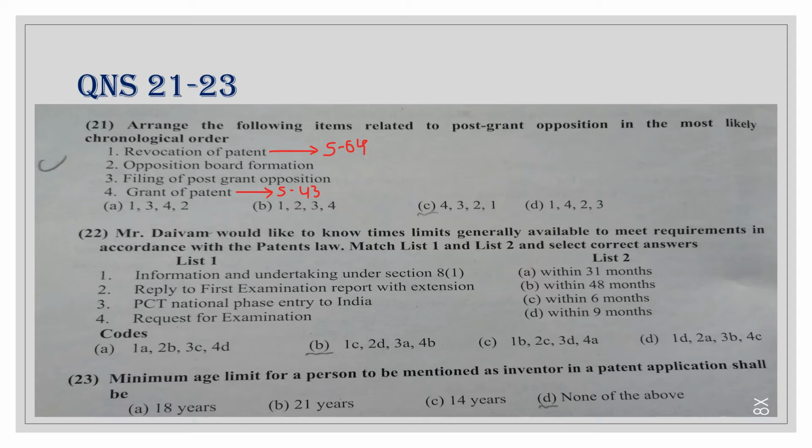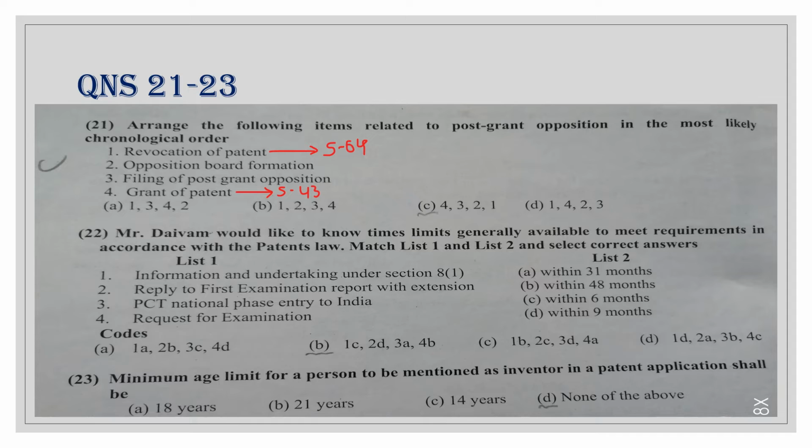The next combination will be PCT national phase entry to India. The correct option will be option A, that is within 31 months. And the next one is request for examination. It should be combined with B, that is within 48 months. So just remember these time limits and you can very well answer this question.